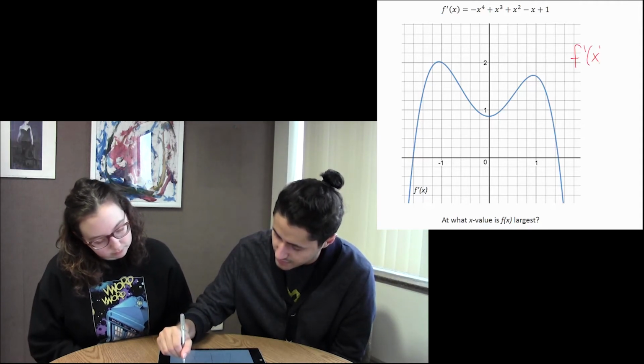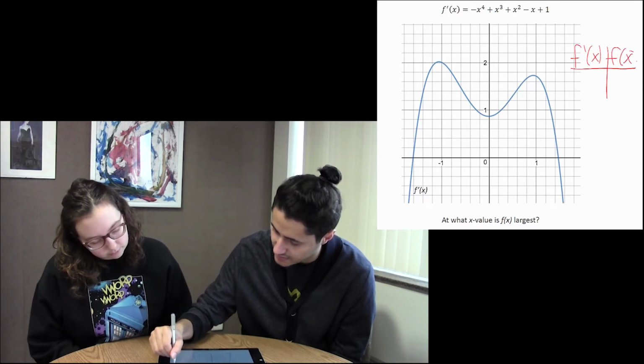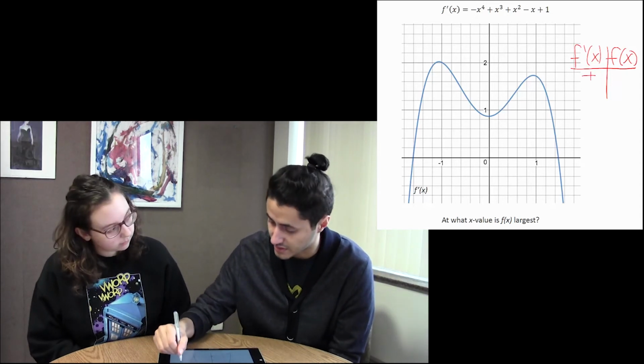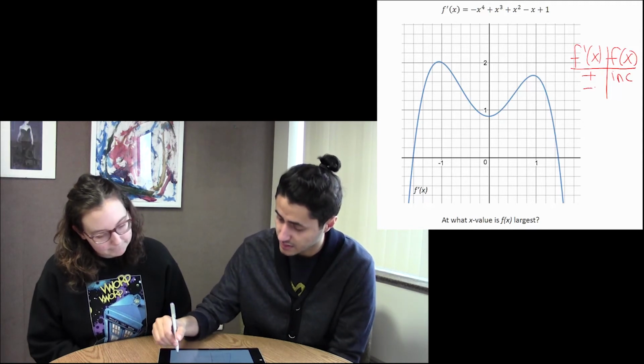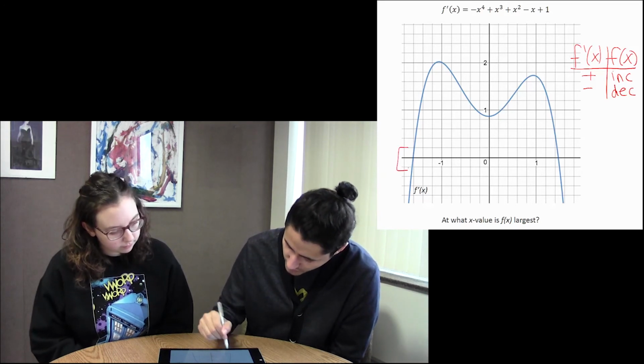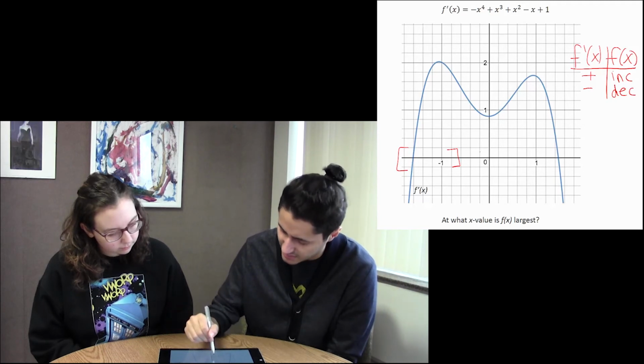So if you have f prime and f of x, when f prime is positive, f of x is going to be increasing. And then when it's negative, f of x will be decreasing. Isn't f prime positive here? And then here?